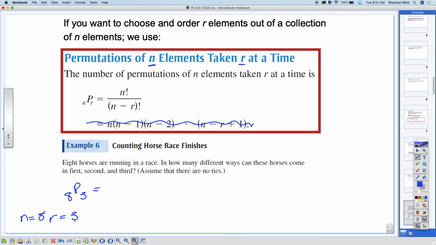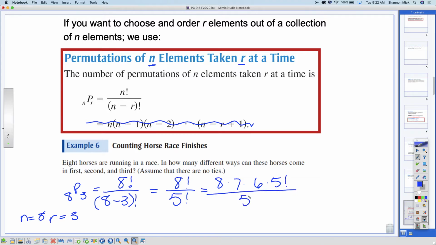So fill in the formula. I have 8 factorial over 8 minus 3 factorial. So 8 factorial over 5 factorial. Now remember, 8 factorial is 8 times 7 times 6 times 5 factorial, because we've reduced these before, yes? And these reduce, and I have 8 times 7 times 6, which is what? 336, what we just did. Make sense?